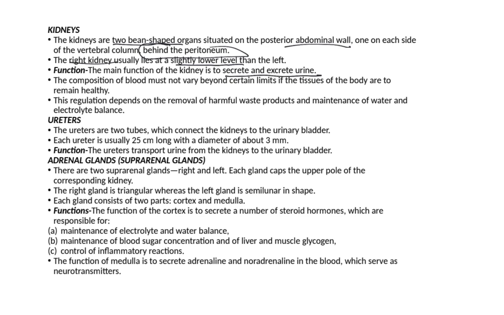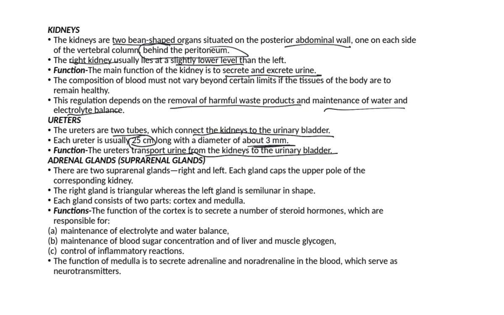The composition of blood must not vary beyond certain limits if the tissues of the body are to remain healthy. This regulation depends on the removal of harmful waste products and maintenance of water and electrolyte balance. Ureter, they are two tubes which connect the kidneys to the bladder. Each ureter is around 25 centimeters long and diameter is 3 millimeter. Function is to transport the urine that is formed in the kidney from the kidneys to the urinary bladder.